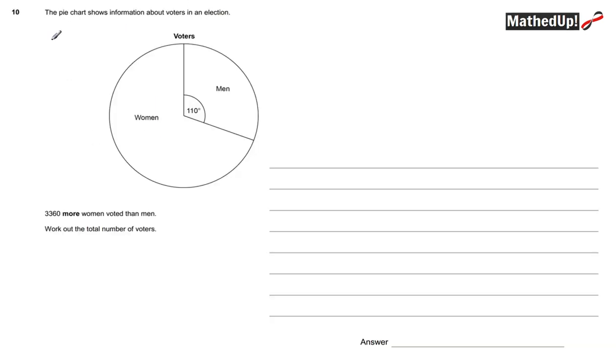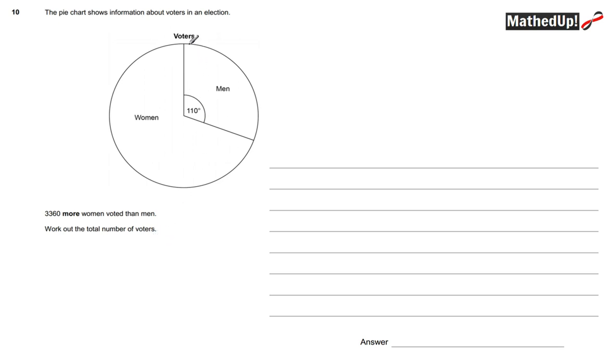Question 10. The pie chart shows information about voters in an election. We've got 110 degrees worth of men that voted, and the rest of the voters were women. We're told that 3,360 more women voted than men. So that was 3,360 extra women voted than men. We need to work out the total number of voters.